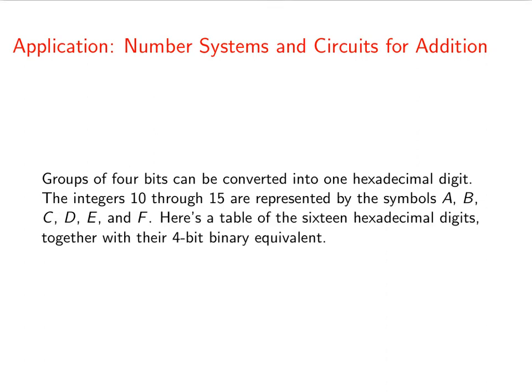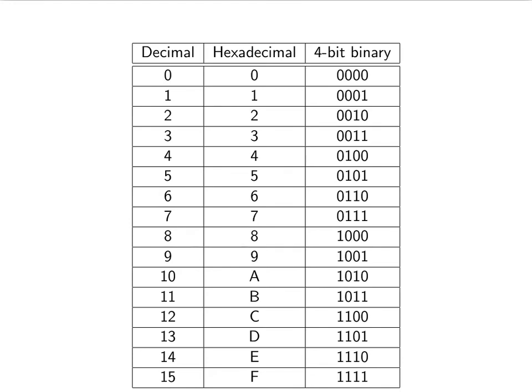Let's give a table that shows each of the 16 hexadecimal digits along with their 4-bit binary equivalents. So here's the table. What you see here is how to convert any number from 0 to 15 into hexadecimal. So the numbers 10 through 15 get converted into a single symbol. Each symbol that you see in hex is equivalent to some 4-bit binary string.